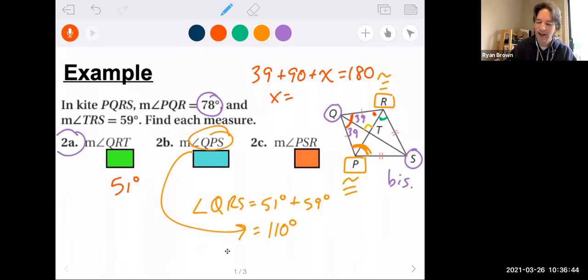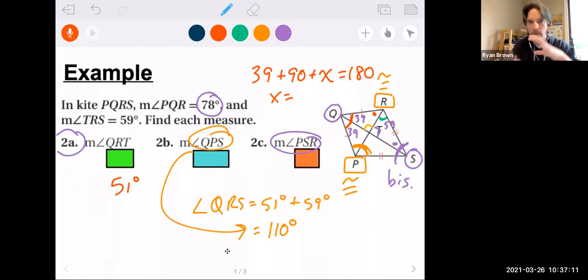Okay, last one. How about PSR? Can we find how much PSR is? That's the entire angle down here. Again, these are not congruent angles with angle Q or RQP, but it is being bisected. So what can we do? Well, I know that the green angle again, TRS, was 59. I know that this is a right angle. Can we find, therefore, part of angle S?